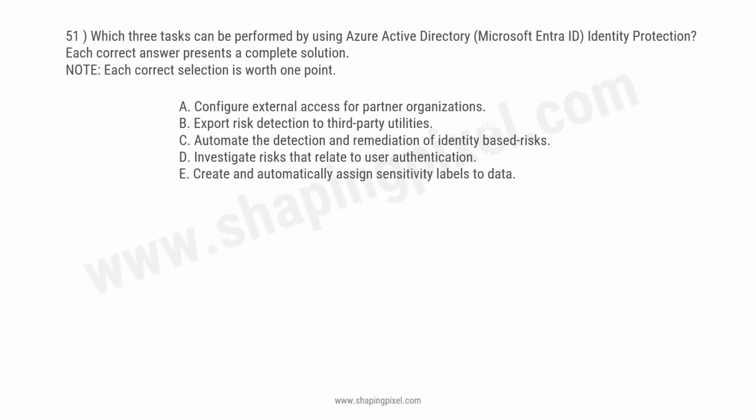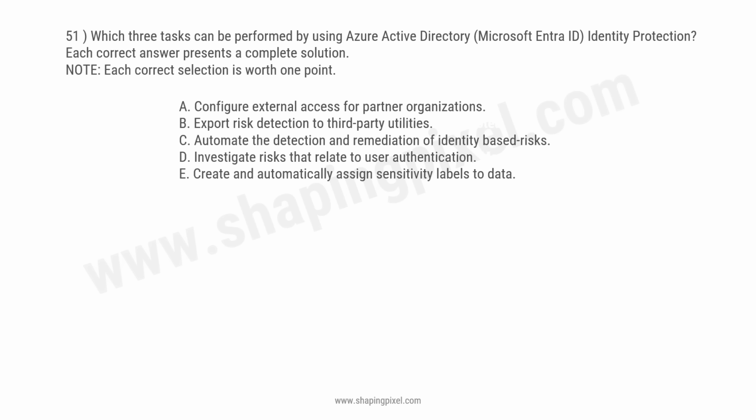Question number 51. Which three tasks can be performed by using Azure Active Directory Identity Protection? Each correct answer represents a complete solution. Each correct selection is worth 1 point. And you have 5 options.